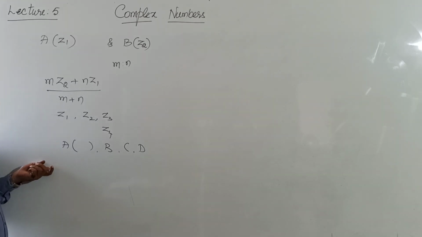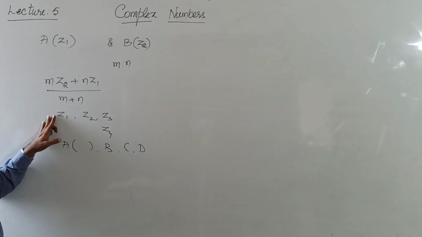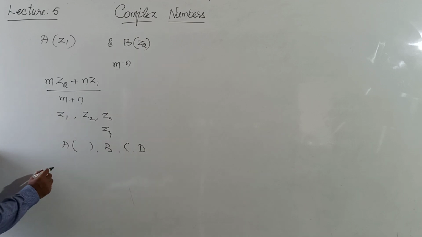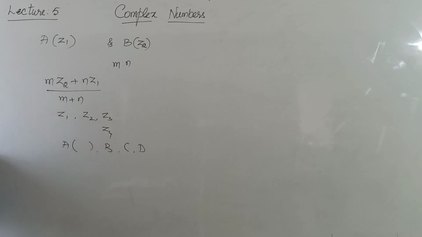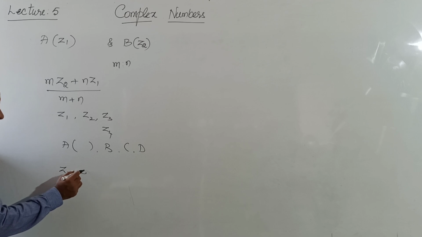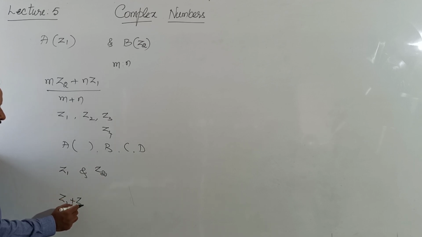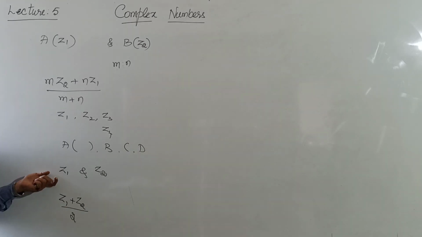Further, this is the section formula we have. From there, we can obtain the midpoint formula also. The midpoint of the line joining z1 and z2 is given by (z1 plus z2) divided by 2. Just like in two-dimensional geometry, we have (x1 plus x2) by 2, (y1 plus y2) by 2. So here, (z1 plus z2) by 2.